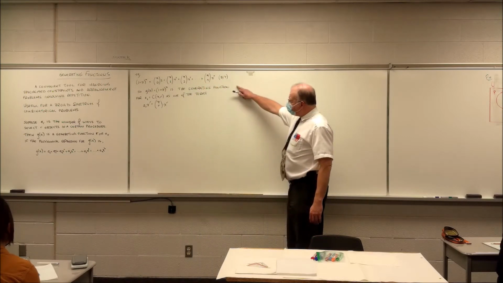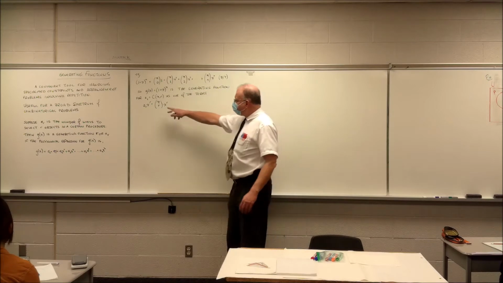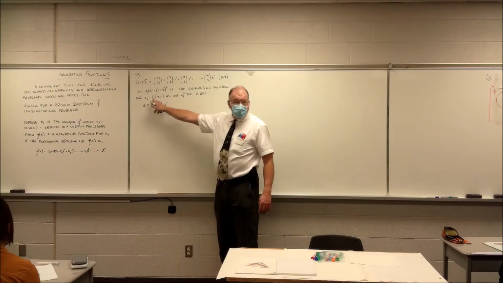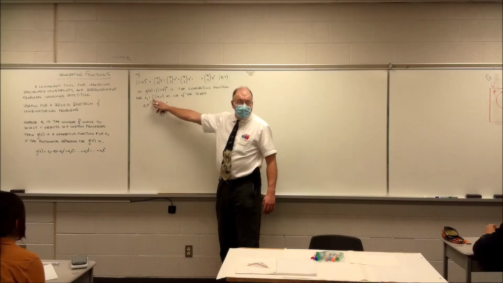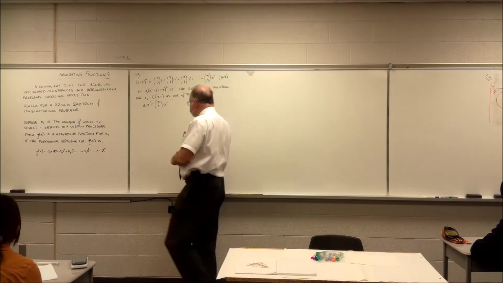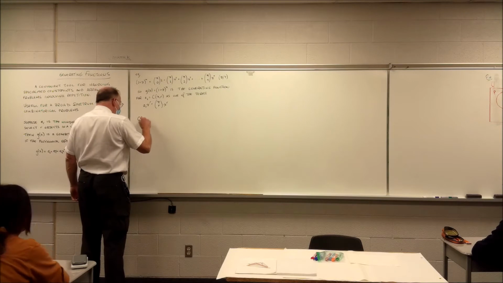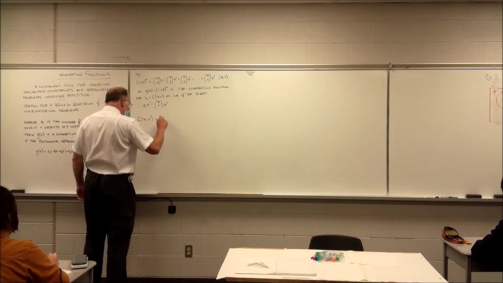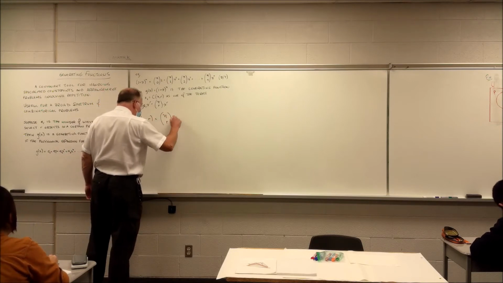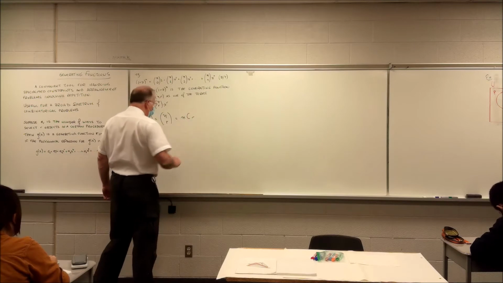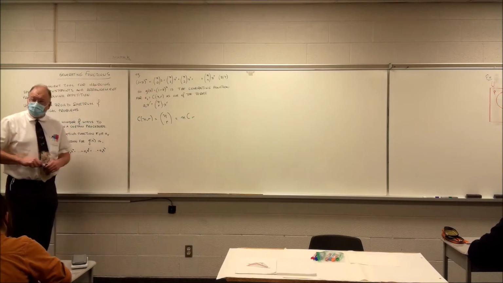If this is the generating function, this is just another way to write the choose notation, or nCr. It's all the same. So let's just write that. So we can have C(n,r) equals n choose r equals nCr. These are all the same thing.